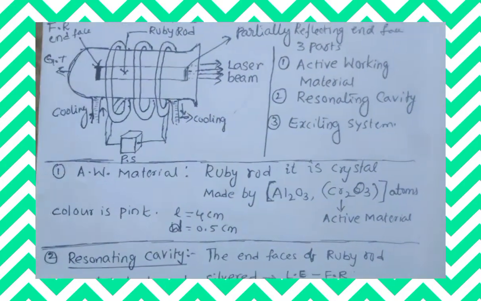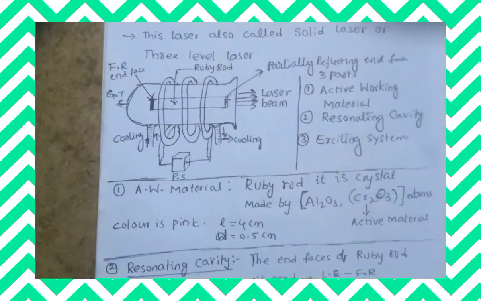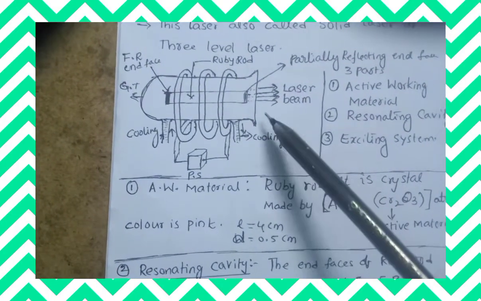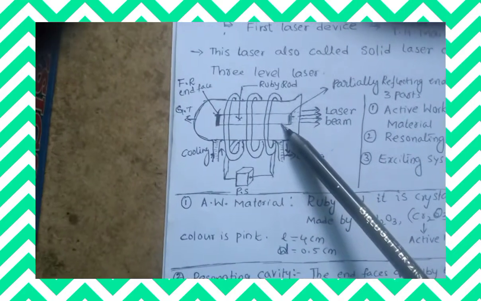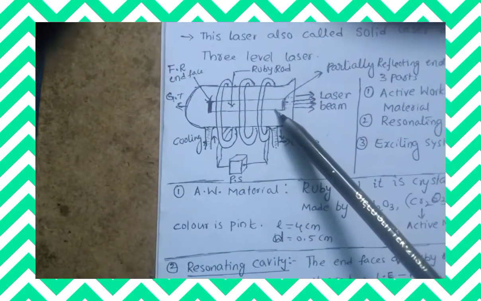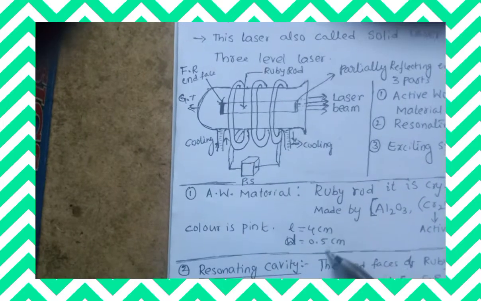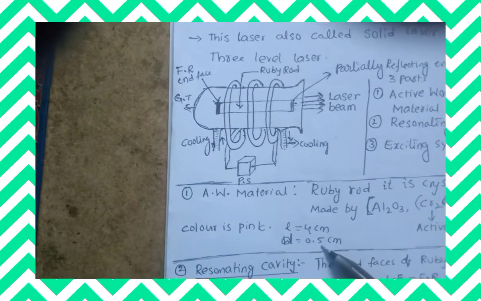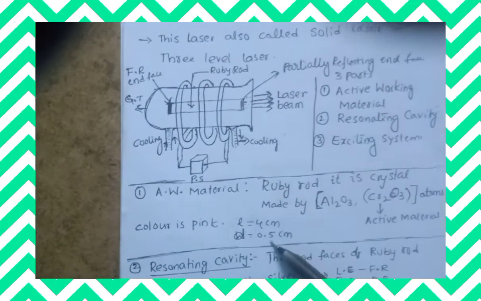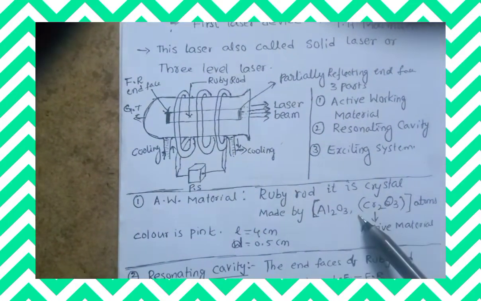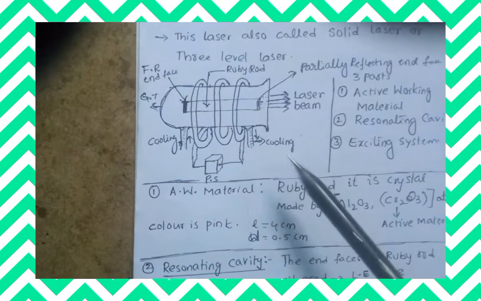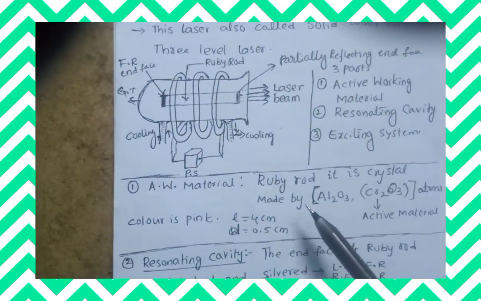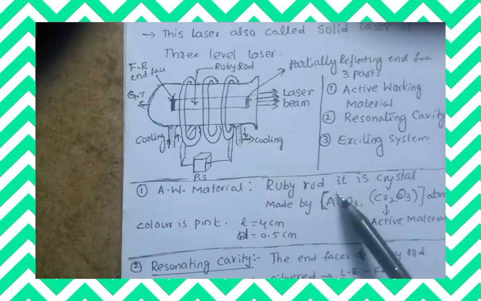See this in the diagram. Observe this one. This is the ruby rod. This ruby rod has a length of 4 cm and a diameter of 0.5 cm. When we add 0.5% of chromium, the ruby rod color is pink. Now this is the information about the active working material, the ruby rod.